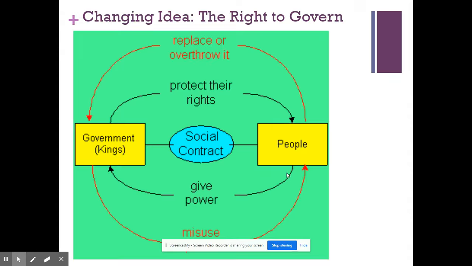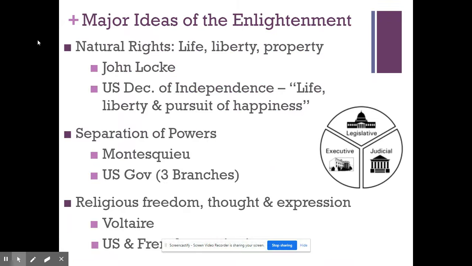So you give up your power. Let's say you give up your power to steal things. That means people can't steal from you. And that's a good idea. But what happens if the government suddenly starts stealing your stuff? They just come into your house and they take it. Well, then you have a right to overthrow the government because the government broke the social contract with you. And then you make a new social contract with a new government.